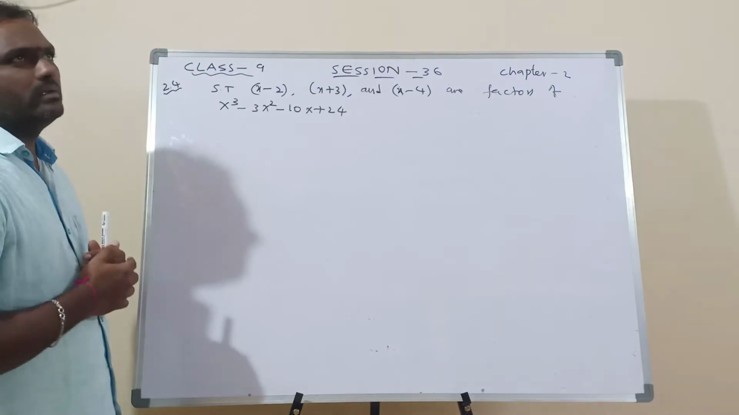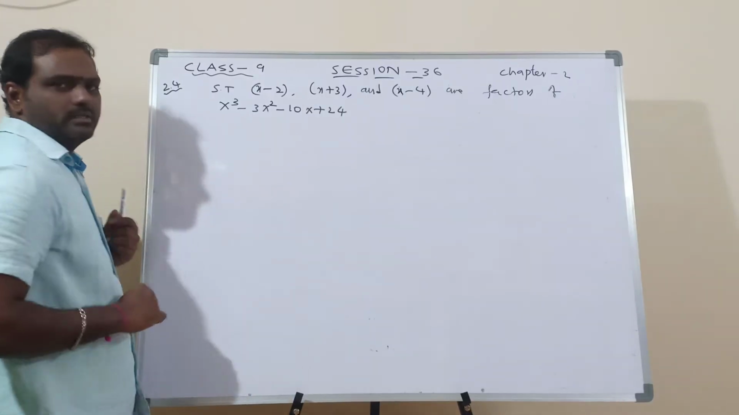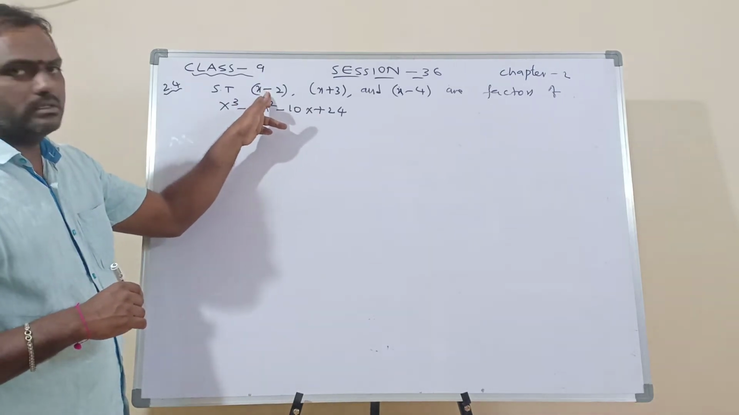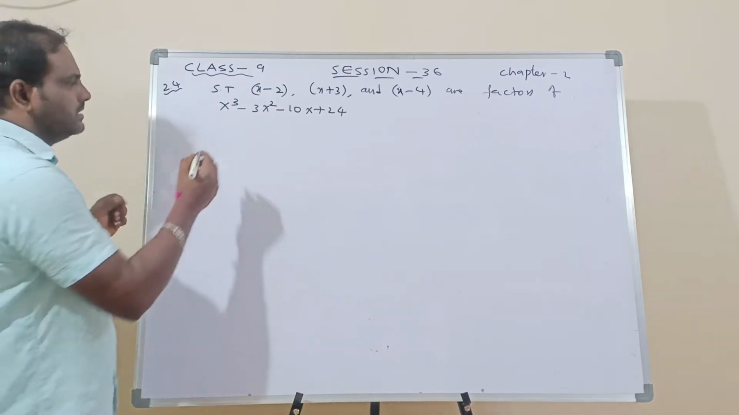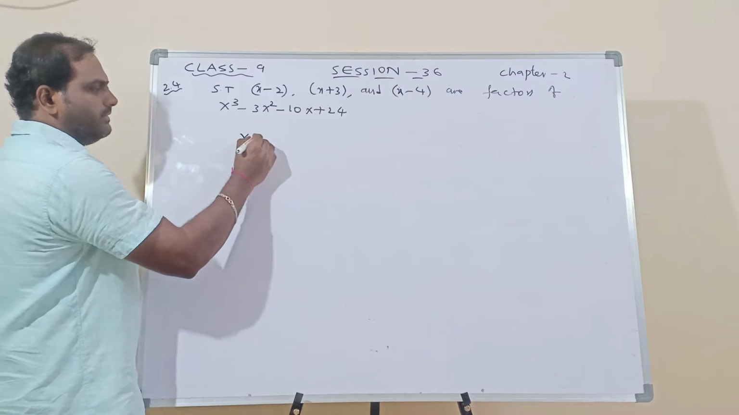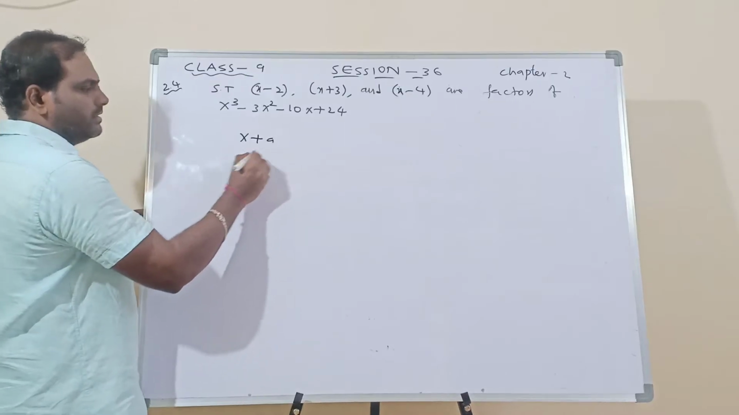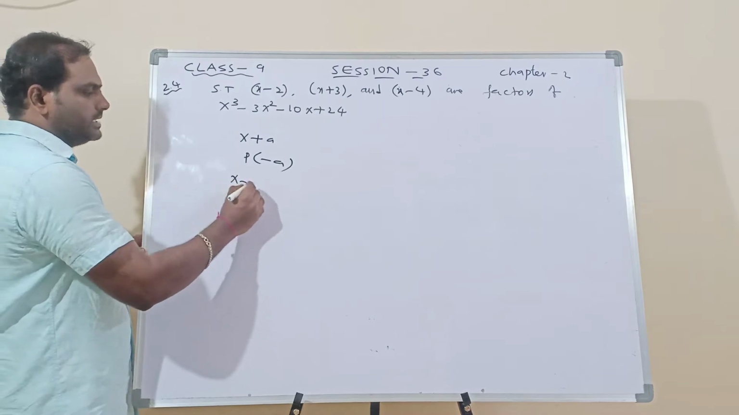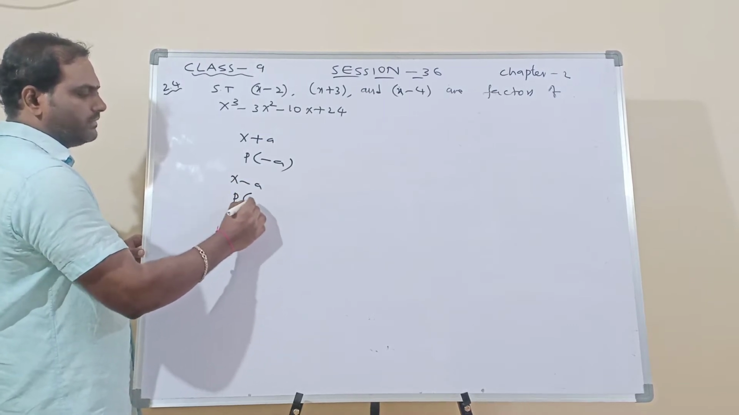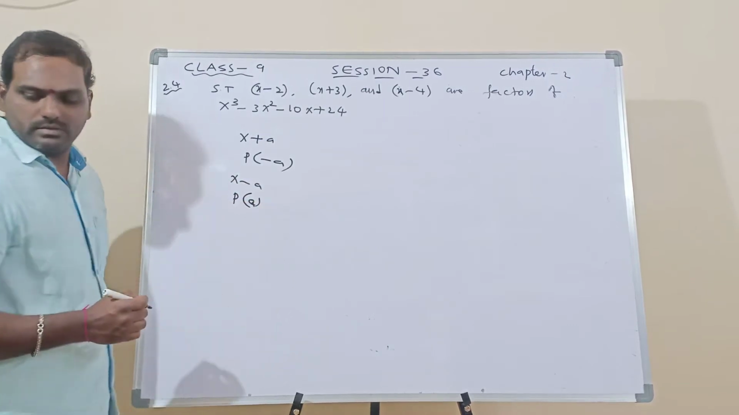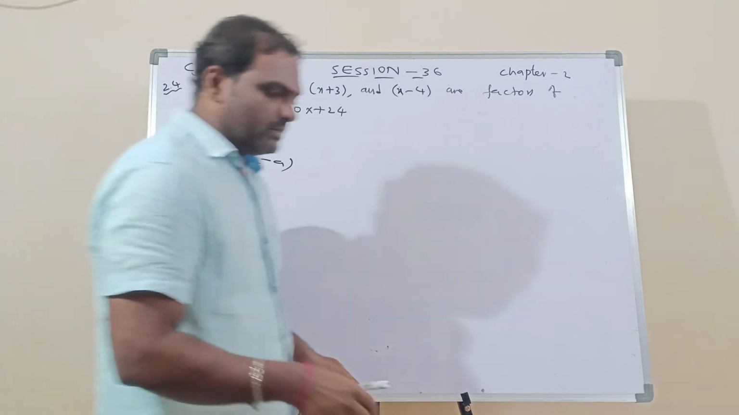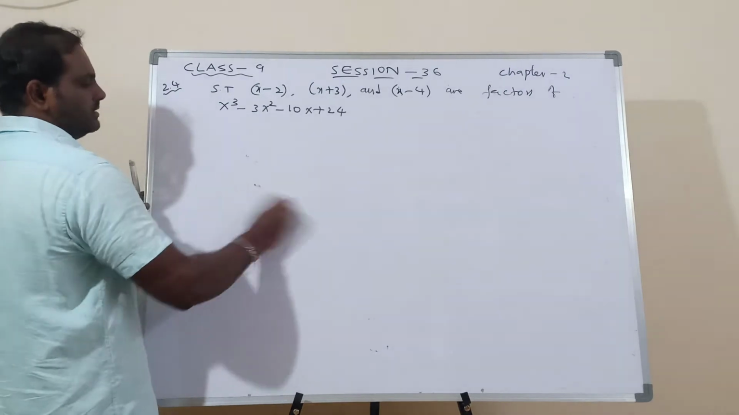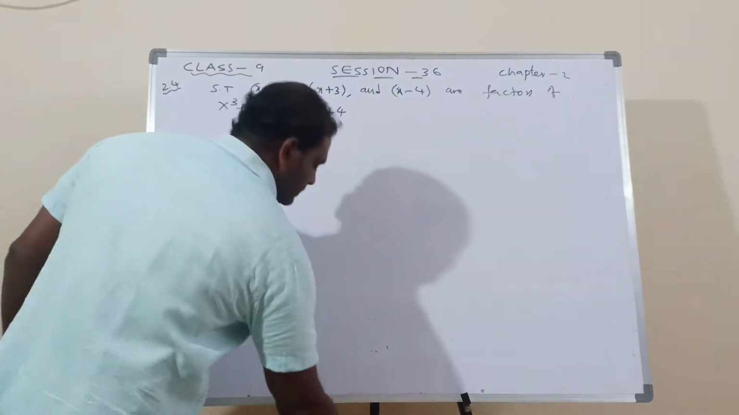So what we have to do: first we assume this polynomial as p of x, and we have to substitute the reverse of that value. That means if x plus a is given, we have to find p of minus a. If x minus a is given, we have to find p of plus a. Basing on this, we follow the given questions. Okay, I'll write and solve it. We just follow the question.